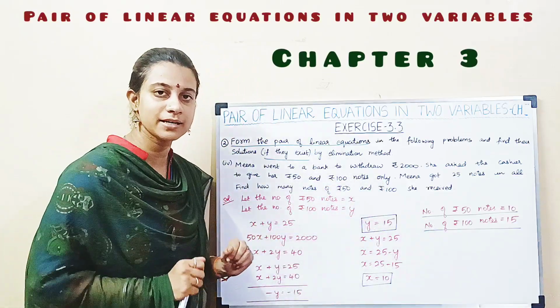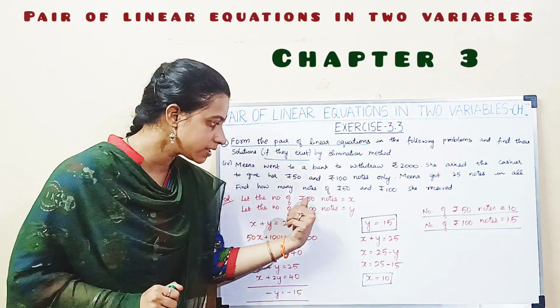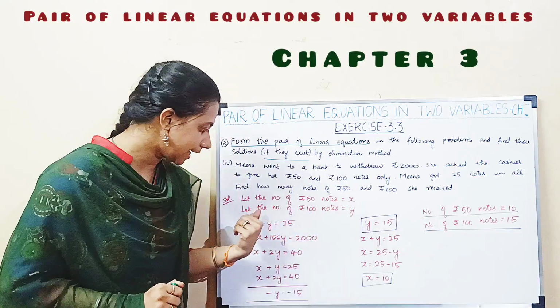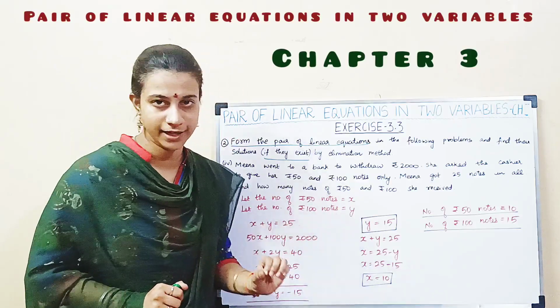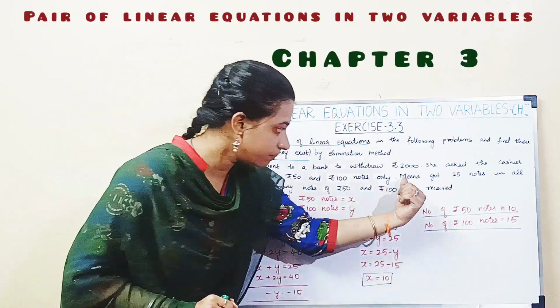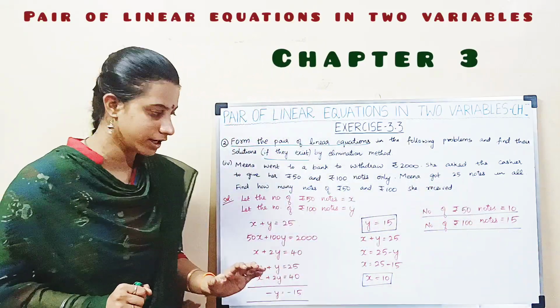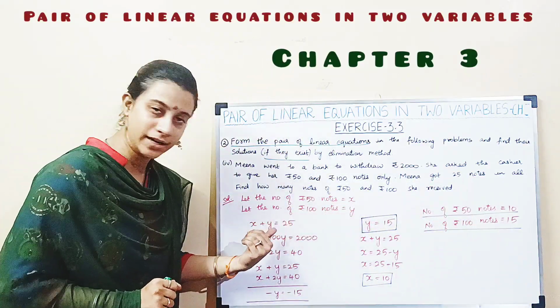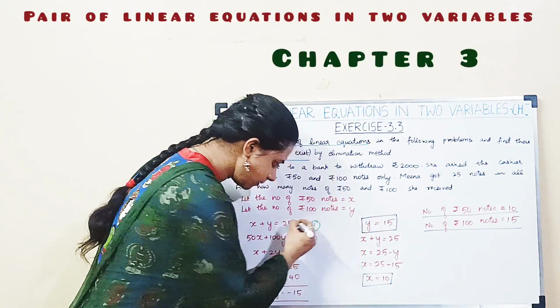So in the first step, let us assume, let the number of rupees 50 notes be x and let the number of rupees 100 notes be y. Okay. So here we have got two conditions. First, let us take this condition. Meena got 25 notes in all. Okay. So x plus y will be 25. We will take this to be equation 1.